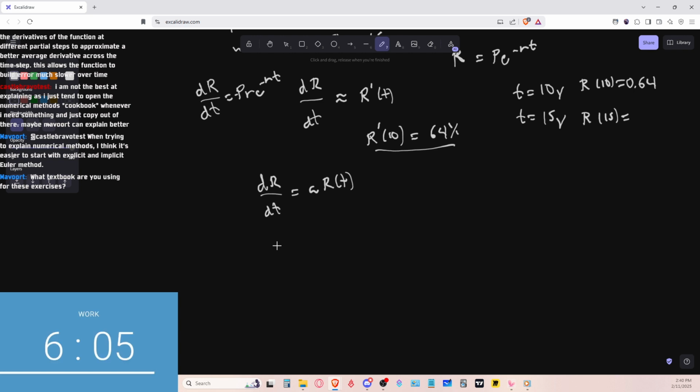When trying to explain numerical methods, I think it's easier to start with the explicit and the implicit Euler method. What textbook are you using for these exercises? I am using Basic Differential Equations by David Bleecker and George Sordas.